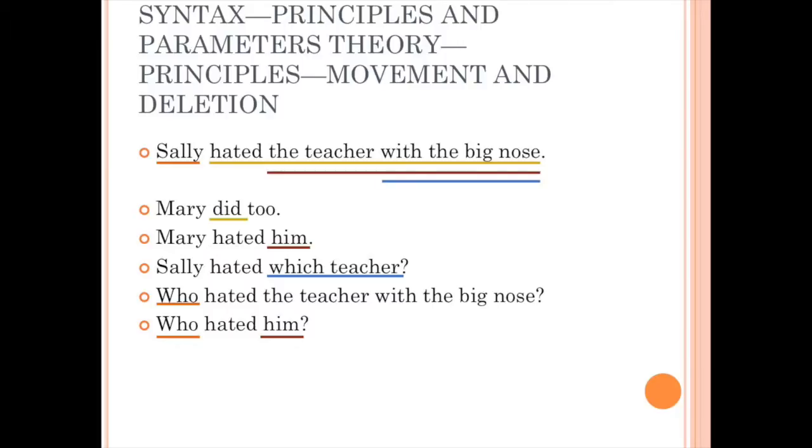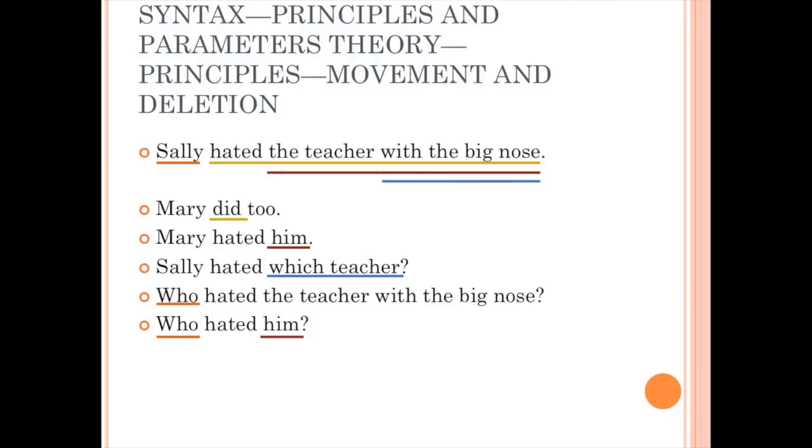Another of the principles is the movement and deletion principle. And this principle posits that phrases can be moved and deleted. In English, we use this movement for many purposes, including forming questions or bringing information to focus at the front of a sentence. So how do we know that the language works this way? Well, we can do a substitution test. We can substitute phrases. Sally hated the teacher with the big nose. Mary did too.